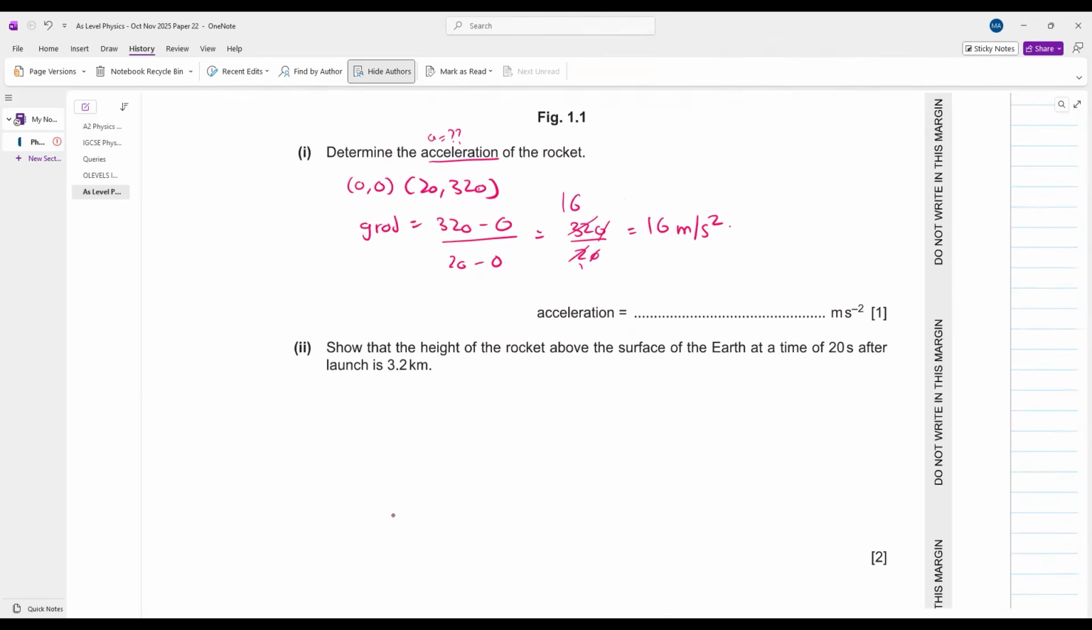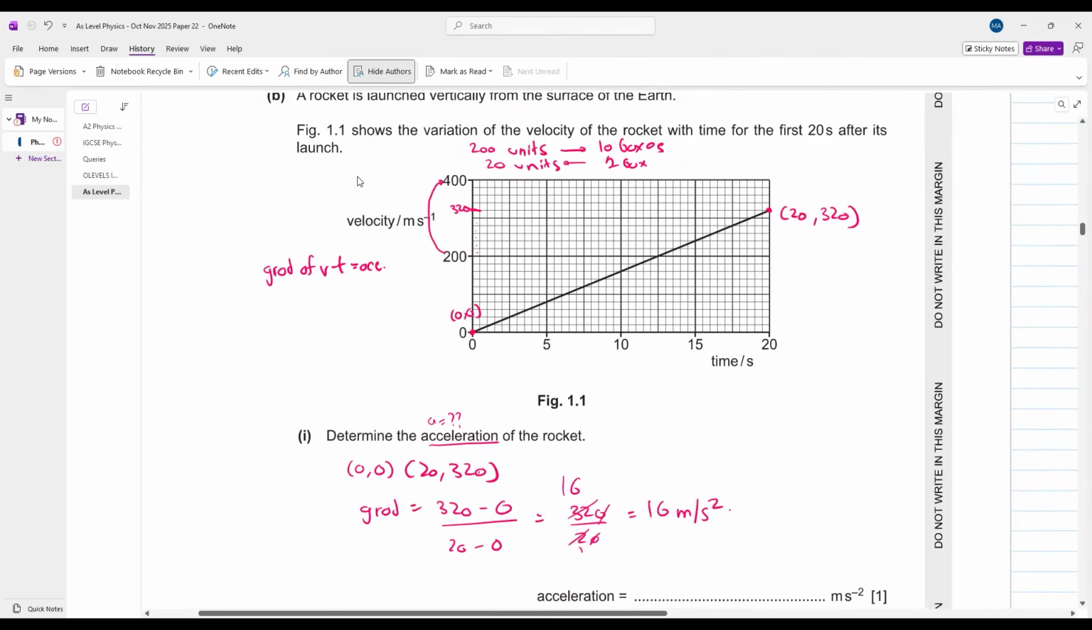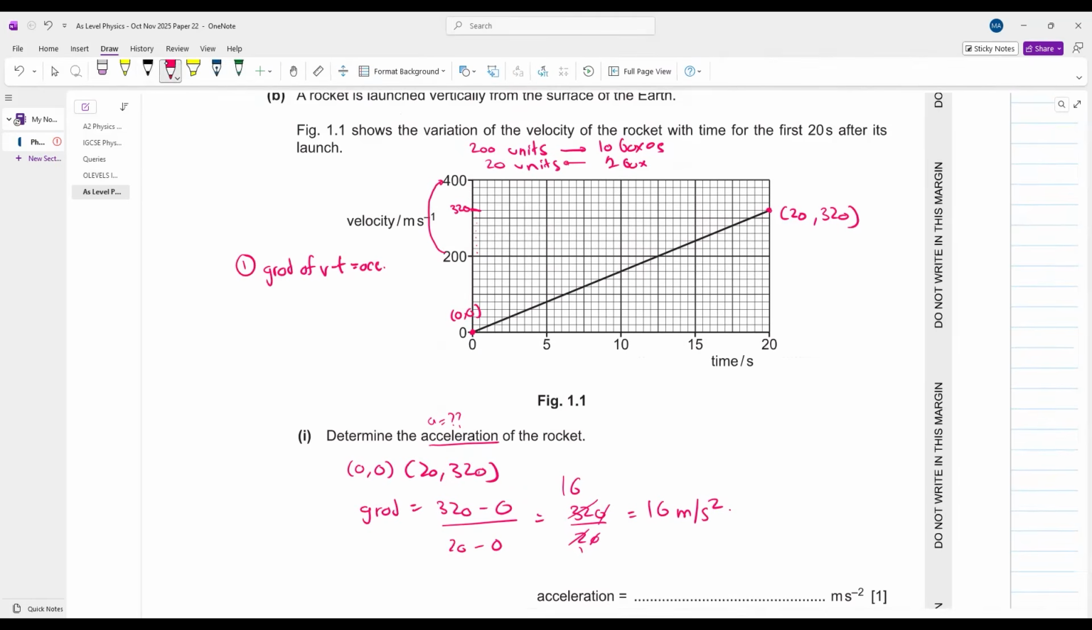Show that the height of the rocket above the surface of the earth at a time of 20 seconds after the launch is 3.2 kilometers. Height या distance कैसे निकालते हैं? If you are given the velocity time graph, बेटा, आपने दो key points remember करने हैं. First key point: gradient of velocity time graph is equal to acceleration. Second key point: area under velocity time graph is equal to your displacement.